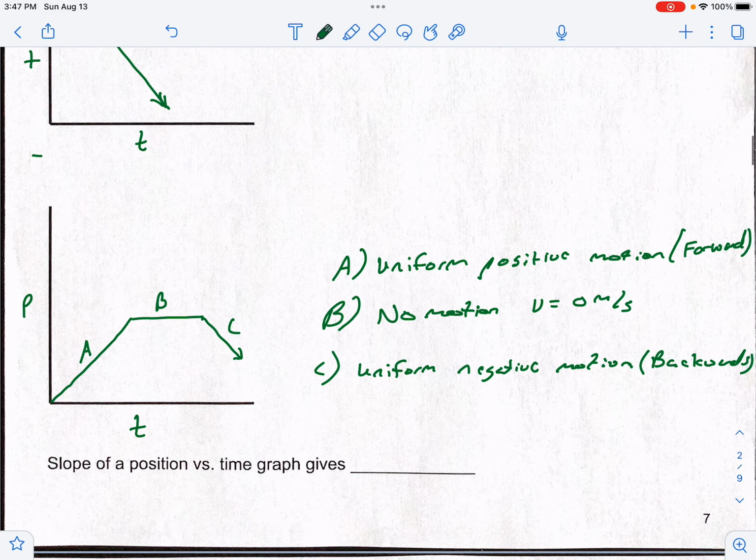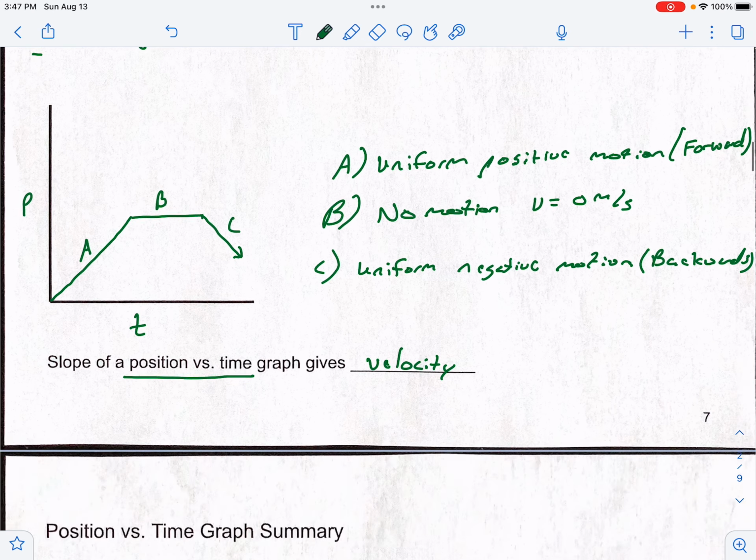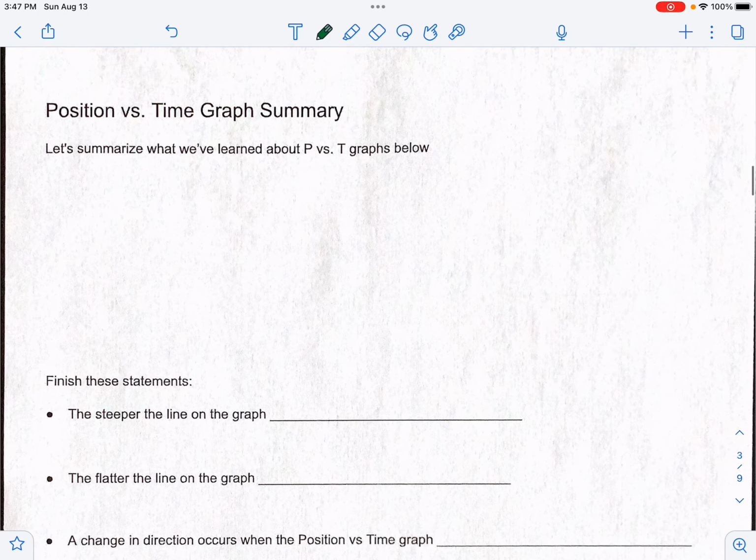So again, the key takeaway of this is that a slope on a position versus time graph will always give us velocity. And that is for position versus time graph. That's all we're going over right now, so that's all you have to worry about. Just on position versus time graph, slope gives you velocity. Okay, moving on to the next page.